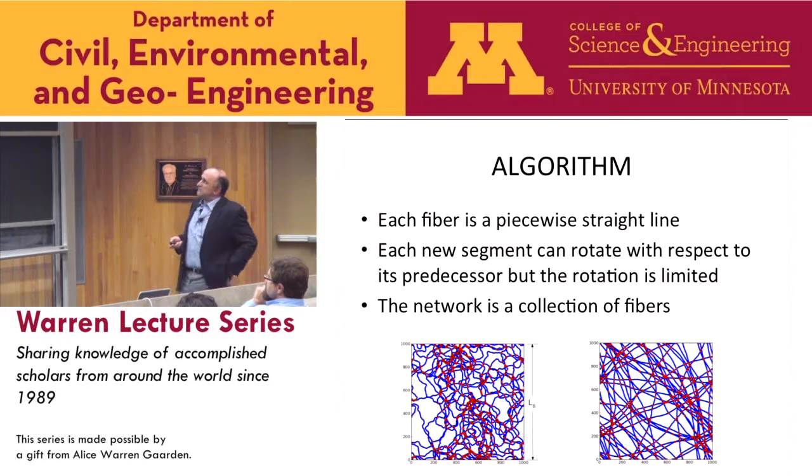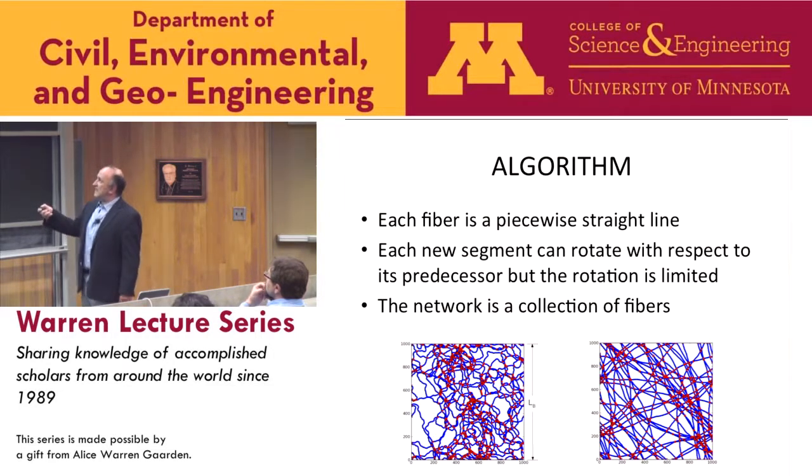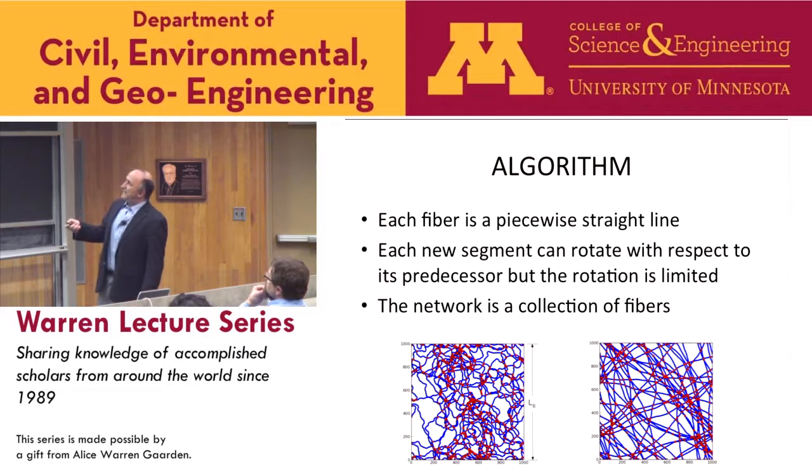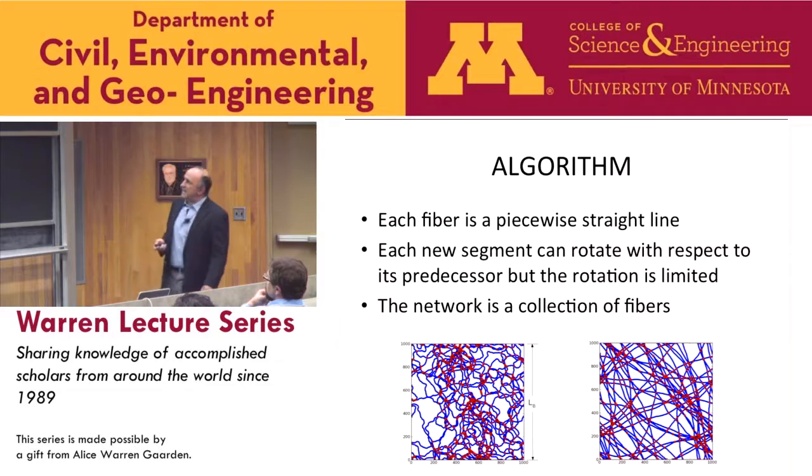But what I would like to do now is create an algorithm that will allow me to do mechanical simulations. And the algorithm is nothing but a bunch of random walks. Each fiber is a piecewise straight line, right? And each segment in the fiber can rotate with respect to its predecessor, but the rotation is limited. So I decide on how to limit it. I put it all together, right? And it's a periodic array. And these are 2 examples.